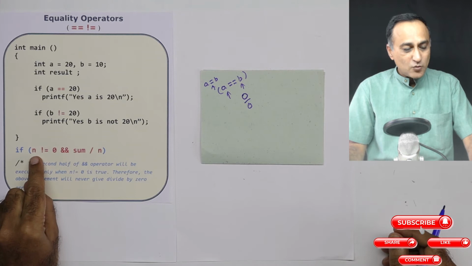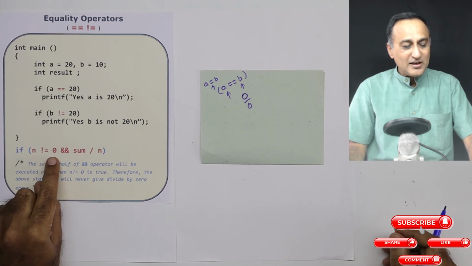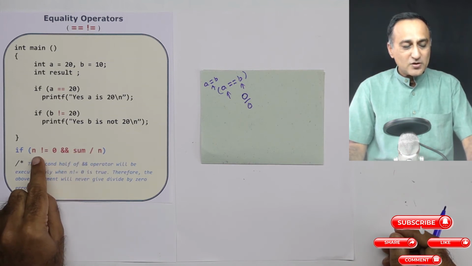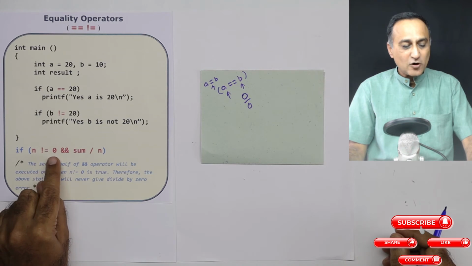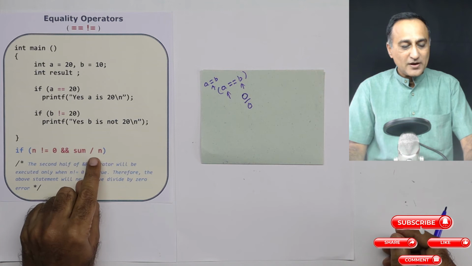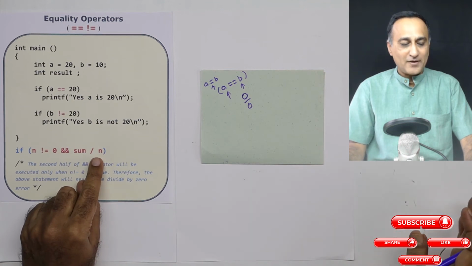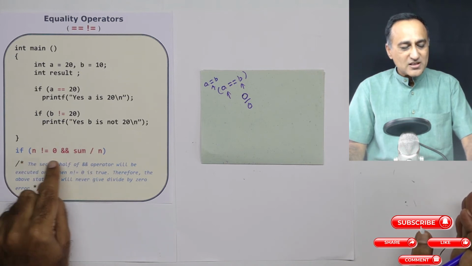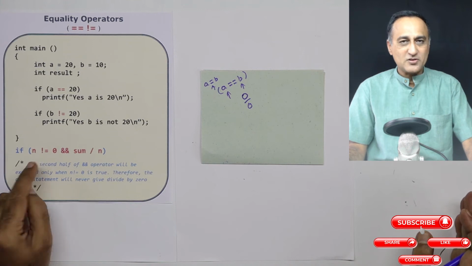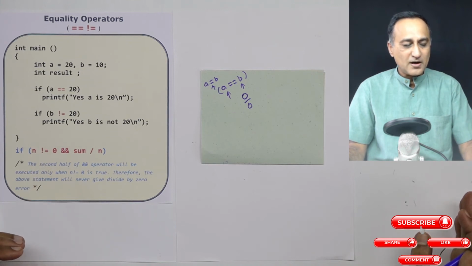Suppose n was 0, 0 is definitely equal to 0. So this condition will fail and it will not go to the AND part. But suppose n was say 5, then 5 is not equal to 0. So then whatever is the value of sum, it will divide by 5 and we are fine. Even if the sum is 0, 0 by 5 is going to be 0. So you can use this kind of code to avoid divide by 0 errors. This is a tip to help you do smart coding.